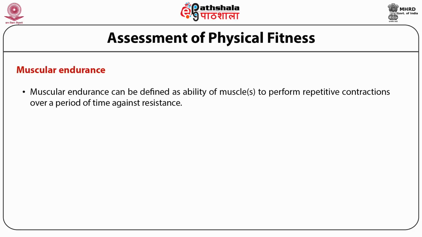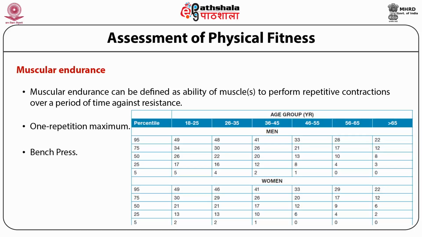Muscular endurance is defined as the ability of muscles to perform repetitive contractions over a period of time against resistance. Some of the exercise tests to assess muscular endurance include the one repetition maximum or the bench press test. As we can see from this table, this shows us the muscular endurance norms for the bench press test for men and women for different age categories.